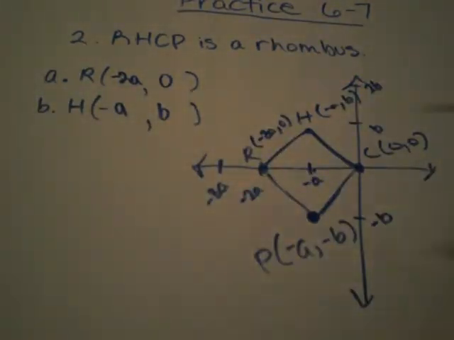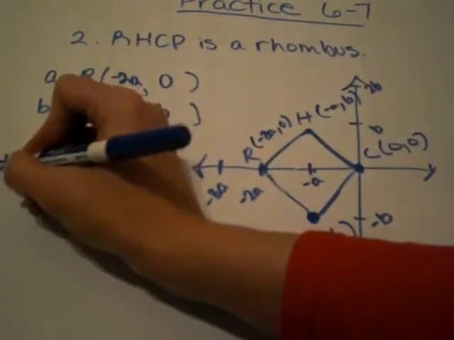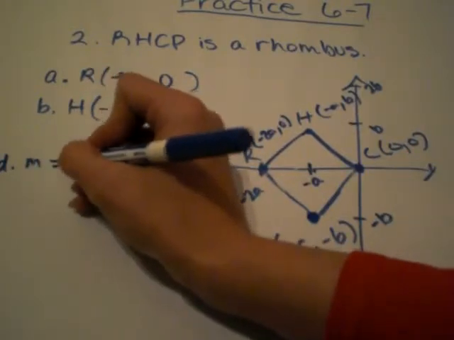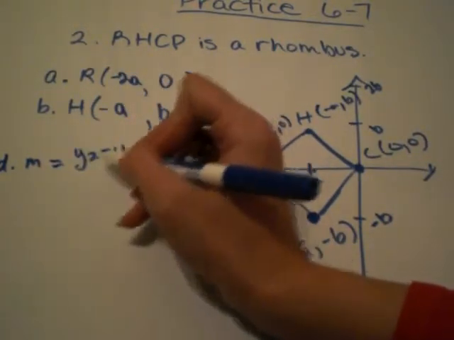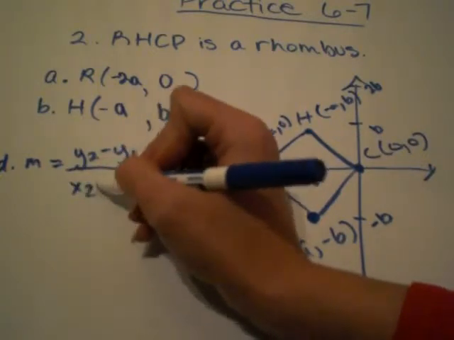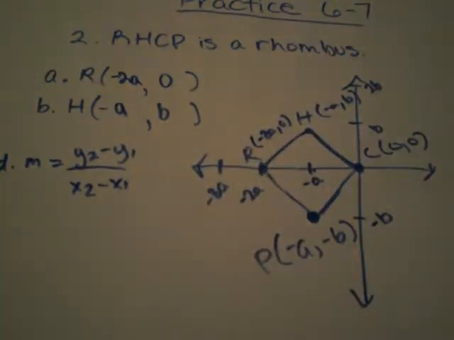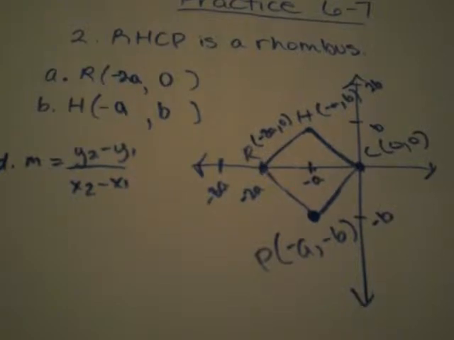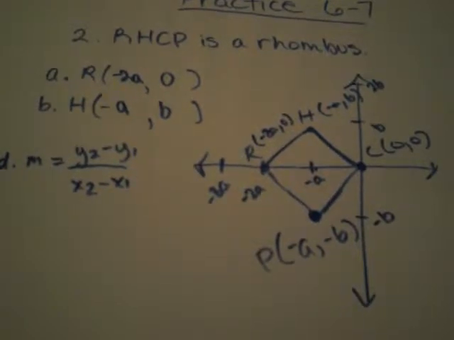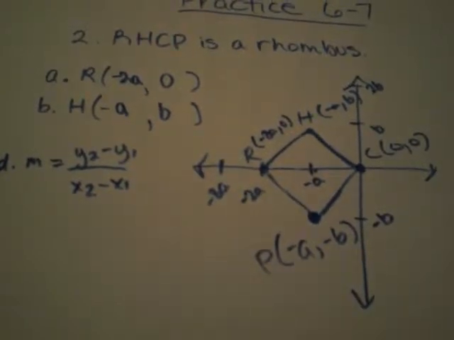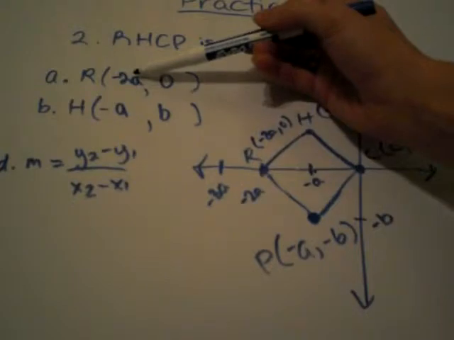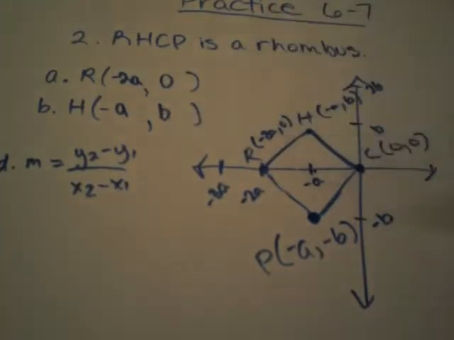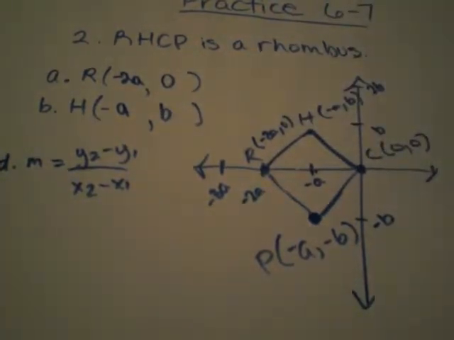Okay, so we're going to do slope for D. And remember, slope is y2 minus y1 over x2 minus x1. And remember, the order of the points doesn't matter as long as whichever point you pick to go first, you use it first for both. So it doesn't matter if I do this minus this or this minus this, as long as I do them in the same order. You can't flip them in the middle.